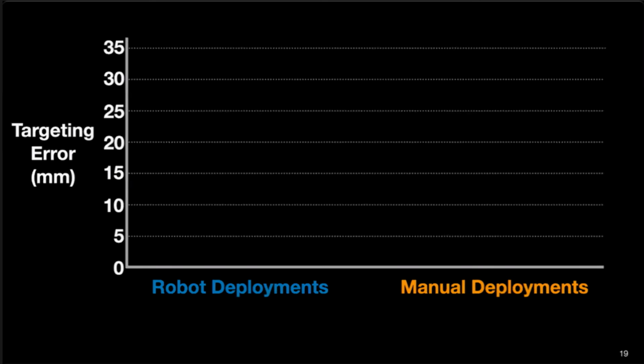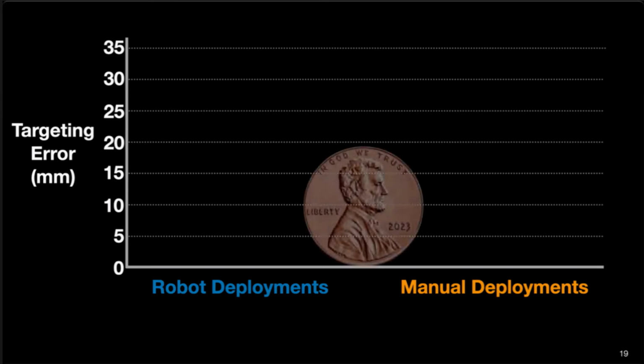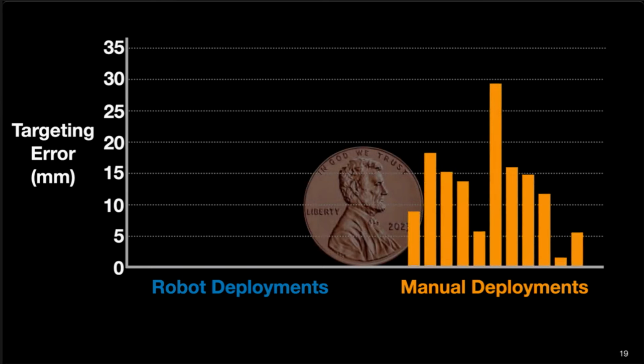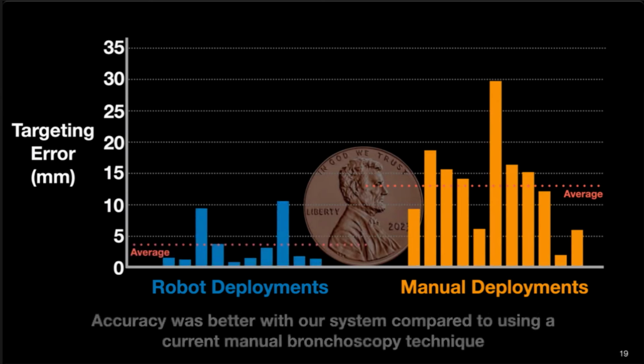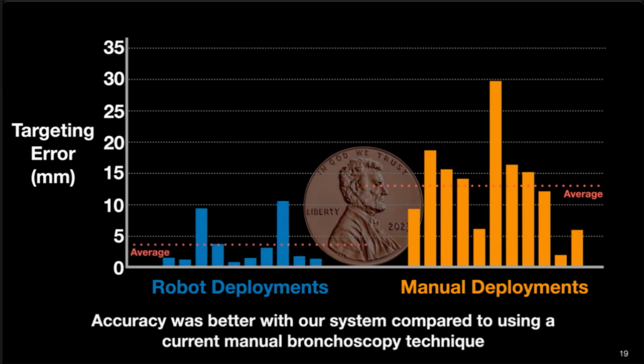We measured the error in reaching the target for both our robotic automation approach and a current manual bronchoscopy approach. Using the penny for scale again, we see the manual deployments had a high targeting error, with physicians indicating that many of these biopsies would not have been attempted if this was in real patients. Our robot using automation achieved a much better accuracy compared to the current bronchoscopic technique.